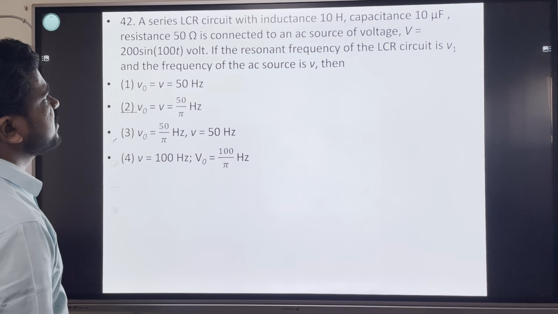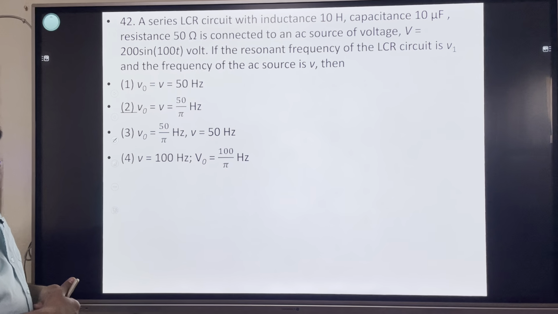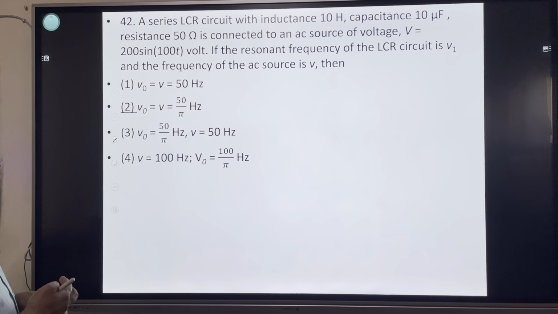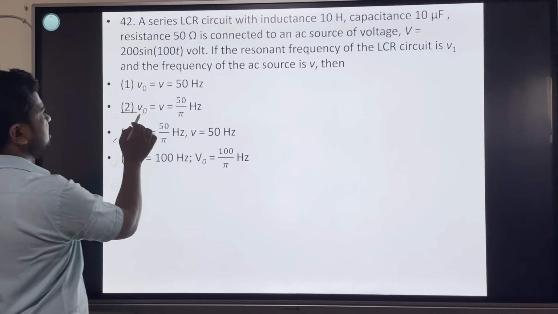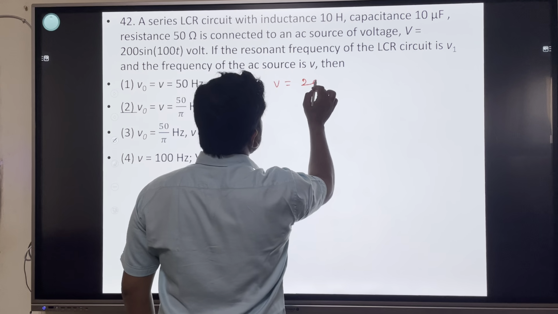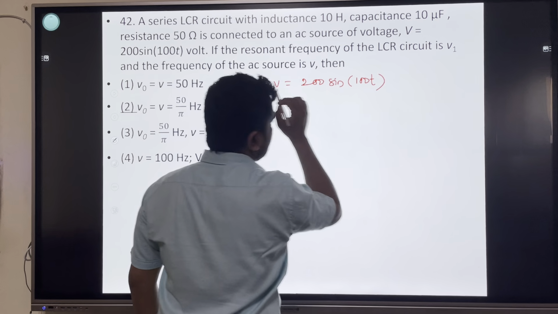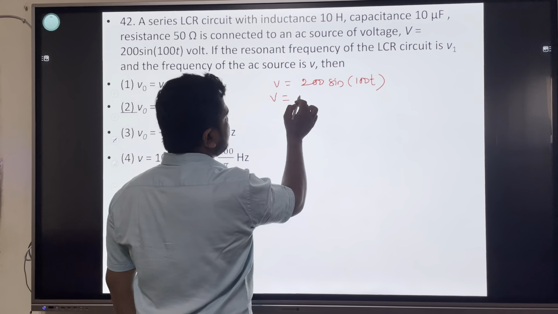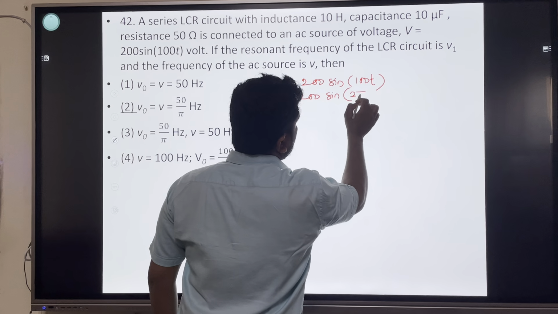A series LCR circuit, inductance 10 henry, capacitance 10 micro, resistance 50 ohm, is connected to a source of voltage V equal to 200 sin 100t. If the resonance frequency for the LCR circuit is V1 and the frequency of the AC source is given, V is equal to 200 sin 100t. Compare it with V equals 200 sin 2 pi nt.